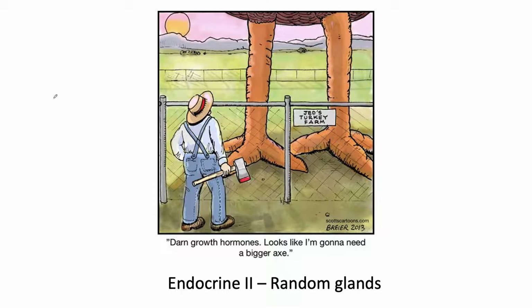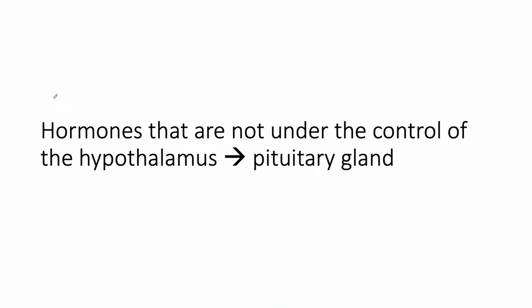Welcome back. This is the second video in the series of endocrine videos. The first one was Endocrine 1, and it was about the nervous system versus the endocrine system comparison. This one is Endocrine 2, and it is about random glands. What this means is these are glands and hormones that are not under the control of the hypothalamus and the pituitary gland. So the control center is not the hypothalamus.